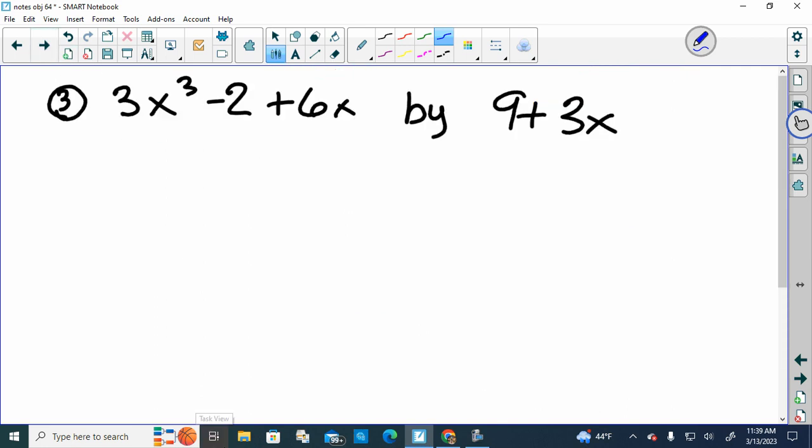Okay, last one. Is it written in order? No. So go ahead and write it. This is the way it is on the worksheet, but we'll write it properly before we actually get going. So 3x to the third minus 2 plus 6x by 9 plus 3x.